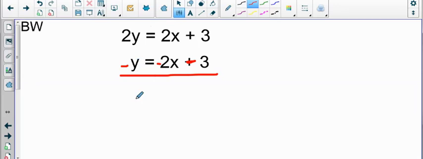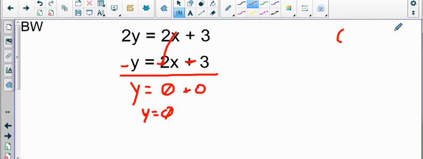So 2y minus y becomes y. 2x minus 2x just becomes 0. And then 3 minus 3 becomes 0. So I know that y is equal to 0 plus 0, or y is just equal to 0. So there's one of my two coordinates right there. It is my y coordinate, and it is equal to 0. And just like on the other ways, once I find one of these values, I can plug it in for one of the other ones.